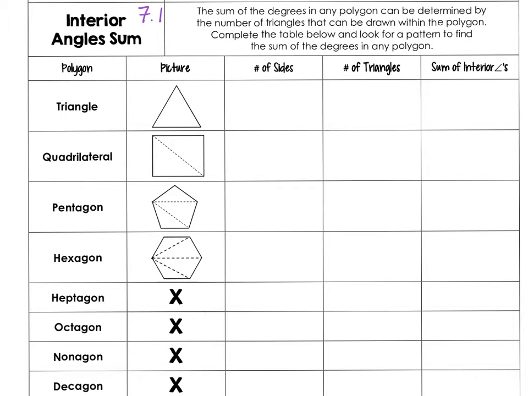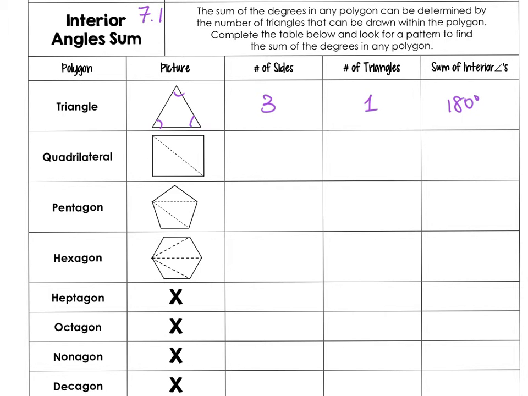So let's take a look at interior angles. We know by now, all of you know really well, that a triangle has three sides, and if I add all three interior angles together, it doesn't matter what kind of triangle it is, it will add up to 180. And obviously that's one triangle, right?